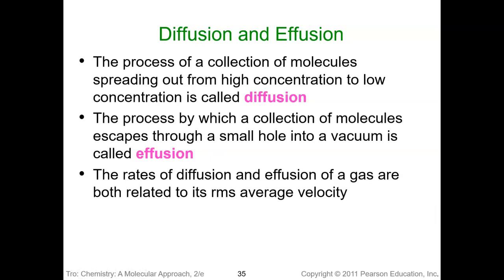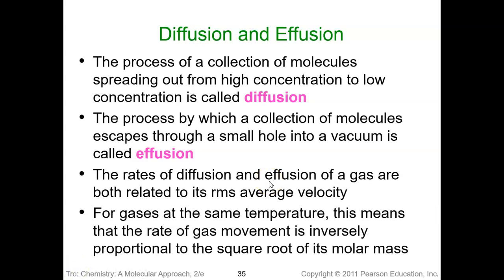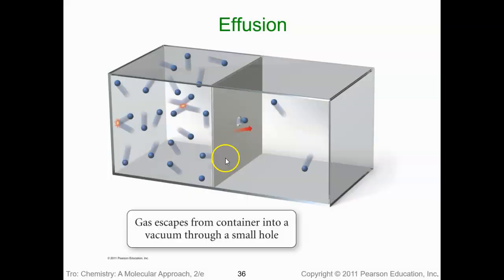Right? So the rates of diffusion and effusion of a gas are both related to the root mean square average velocity. So for gases at the same temperature, this means that the rate of a gas movement is inversely proportional to the square root of its molar mass. Basically, the bigger it is, the slower it's going to move. The lighter it is, the faster it's going to move. So here's effusion. It's just movement through a tiny hole, right? So effusion is literally through a tiny hole.